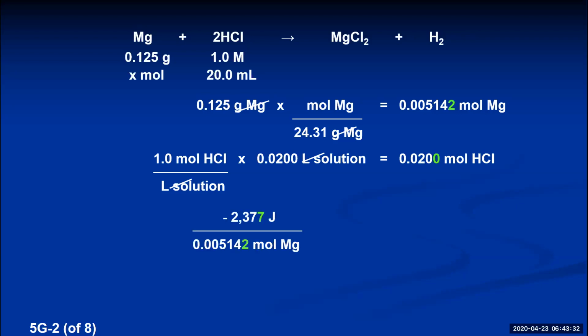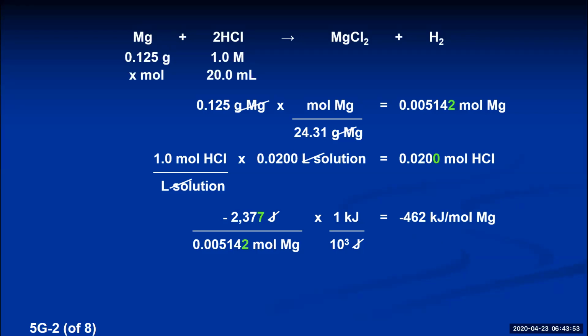So I'm going to divide the heat given off by the reaction by the number of moles of magnesium that did react. And if I want to switch this into kilojoules per mole, I'll do a metric conversion, switching the joules into kilojoules, and I'll wind up getting negative 462 kilojoules released per mole of magnesium.